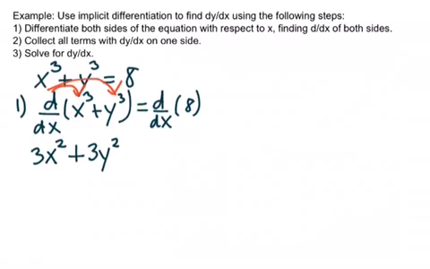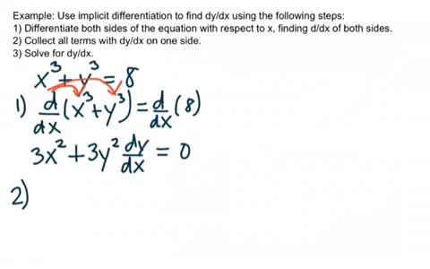But since I'm differentiating y with respect to x, I want to include dy/dx. And we must always include dy/dx if we're differentiating with respect to x for a y term. Equal to d/dx of a constant, which is just 0. So that's step 1.